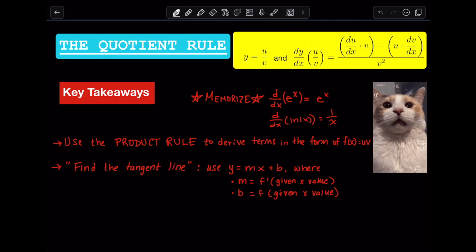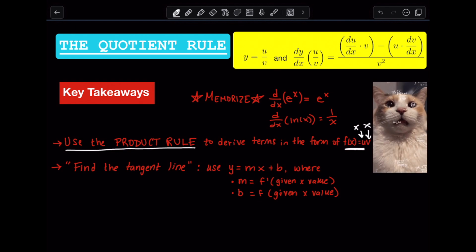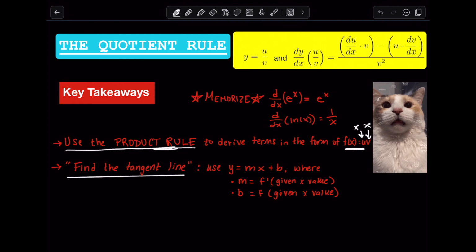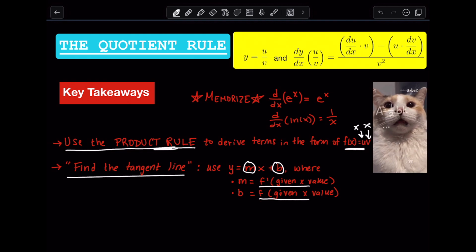Some key takeaways, though, are you have to make sure you remember to use the product rule if you ever are in a situation where you need to derive terms that are in the form of f of x equals u times v, where both of these terms have an x inside them. You need to make sure to use the product rule to derive that. And then if you ever see a problem where you need to find the tangent line, all that means is you need to find m and b, where m is f prime of the x value that's given, and b is f of the x value that's given.